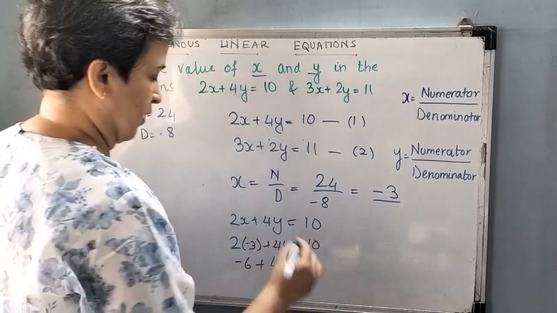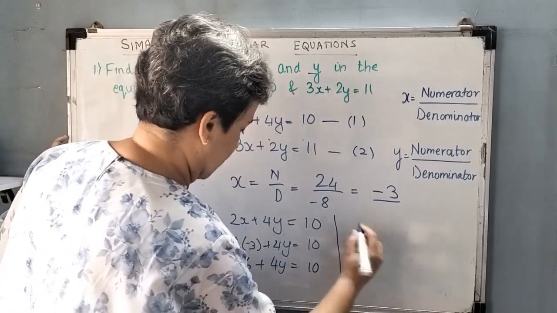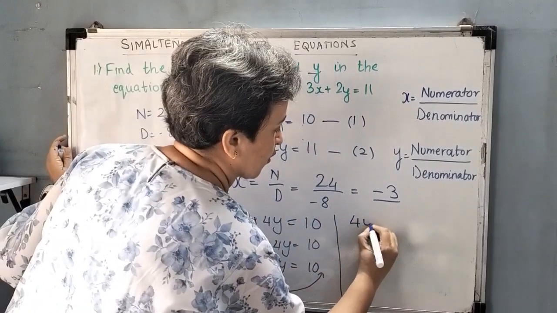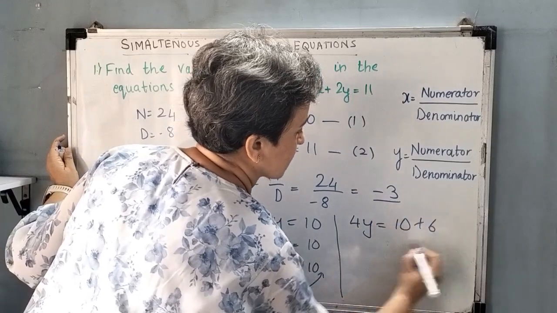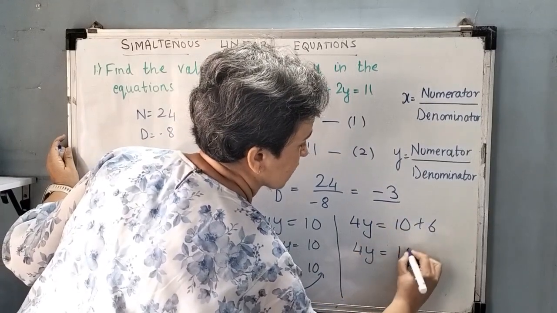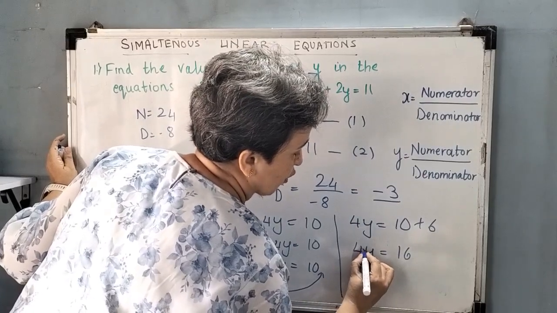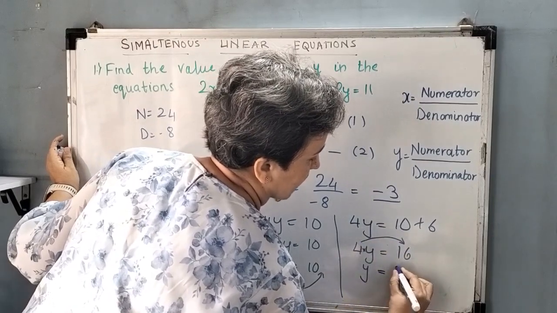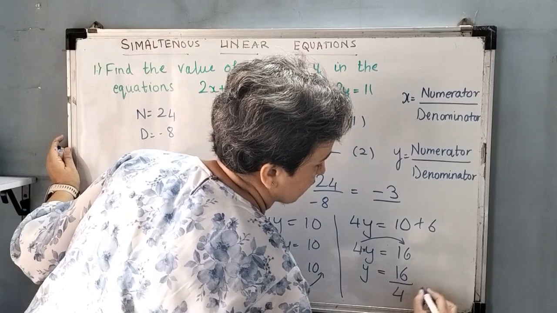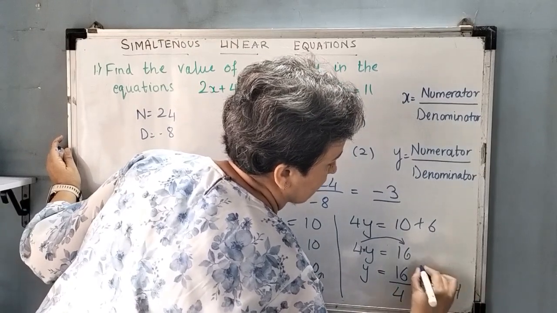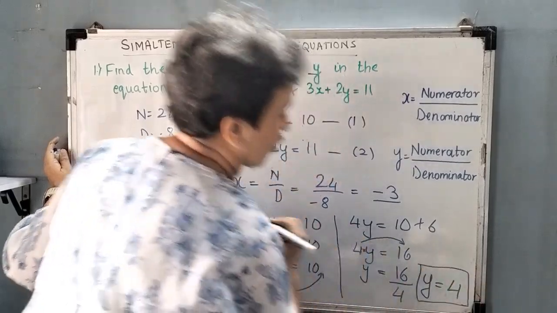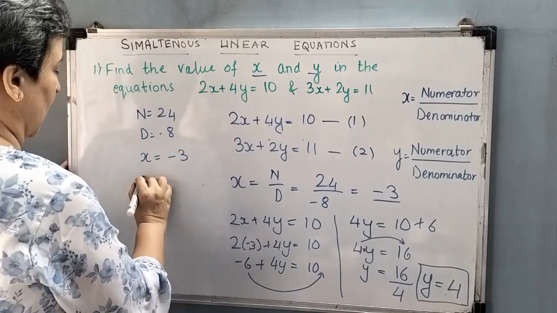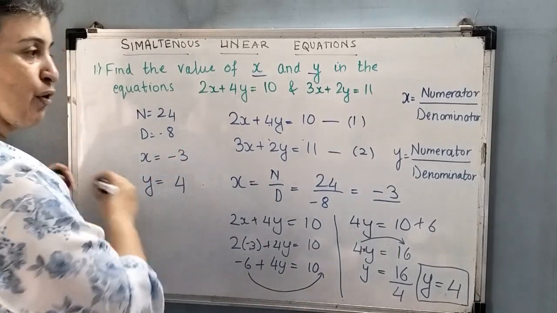Now I will solve the remaining sum on this side. When I take it to the RHS, the sign of 6 changes. 4y equal to 10 plus 6, 4y equal to 16. Now this is 4 into y. So when I take 4 to my right hand side, multiplication becomes division, and the value of y comes out to be 4. So you can see that the value of x is minus 3 and y is equal to 4.